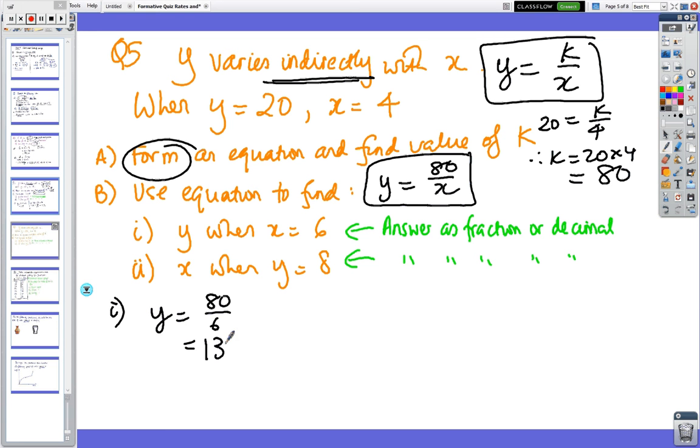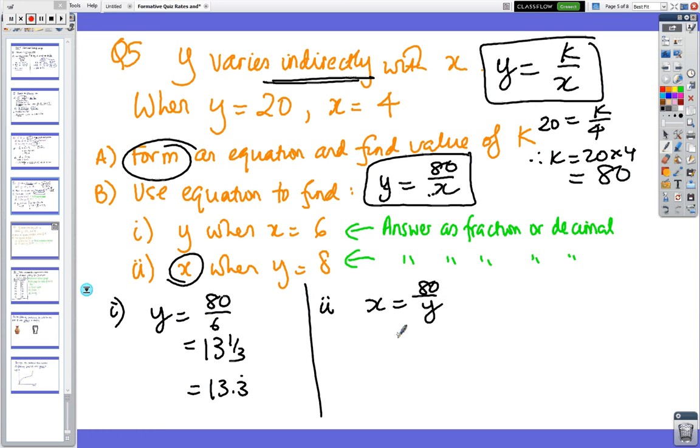So it's 13 1/3 or 13.3 repeater. Okay, in part 2, when you have to find x, what we're going to do is switch the positions. So x equals 80 over y, so you can do that. And 80 over 8, so the answer is just 10. Okay, come across when you're ready.